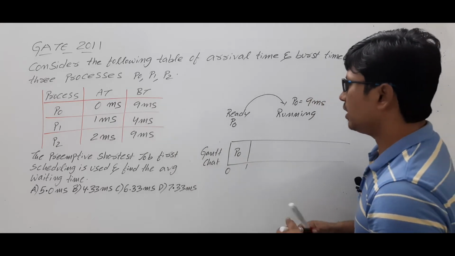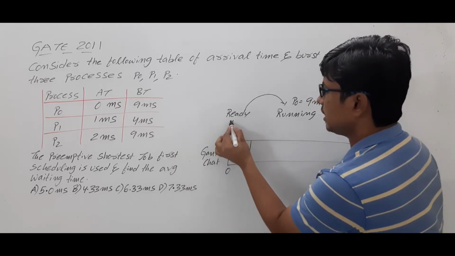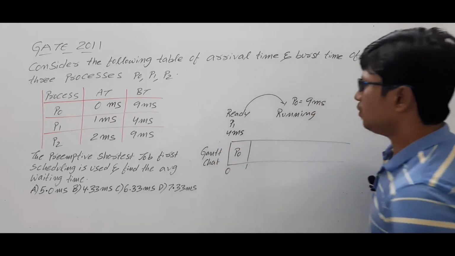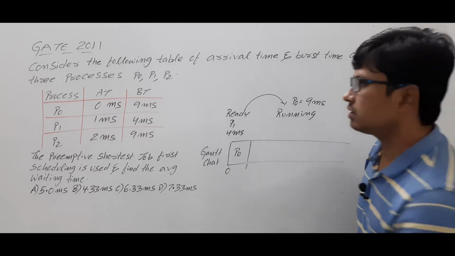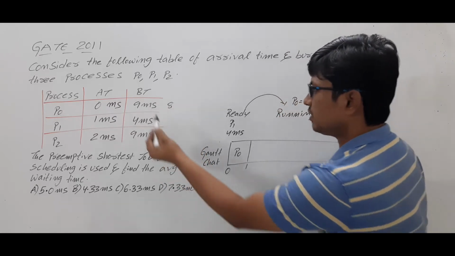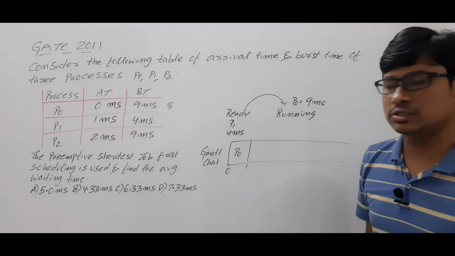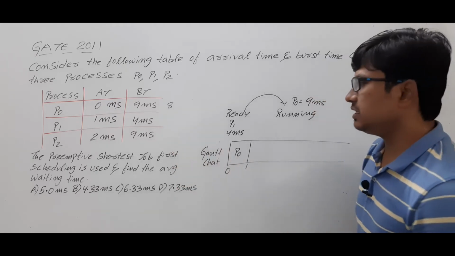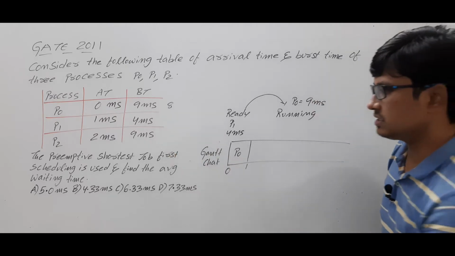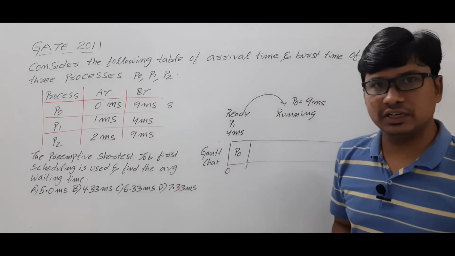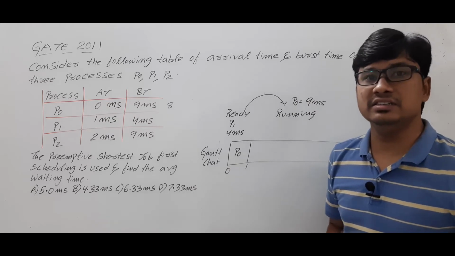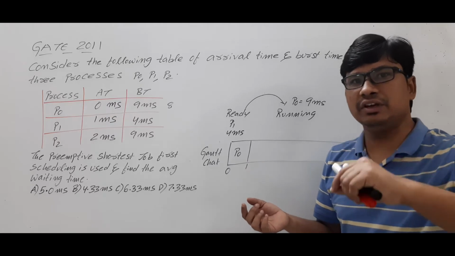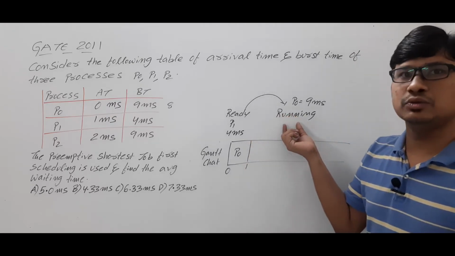Look at the 1 millisecond. P1 has arrived, and what is its burst time? 4 milliseconds. What is the remaining burst time of P0? 8 milliseconds, because out of 9 milliseconds we have executed P0 for 1 millisecond. So the remaining burst time is 8 milliseconds, and this process is 4 milliseconds. As it is the shortest job first scheduling algorithm, the criterion is burst time.